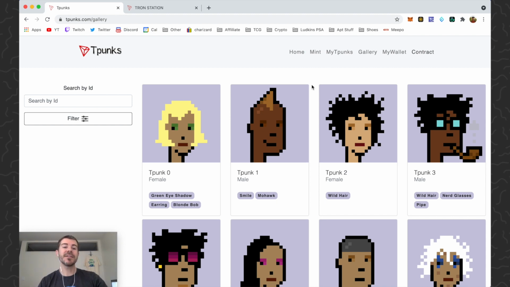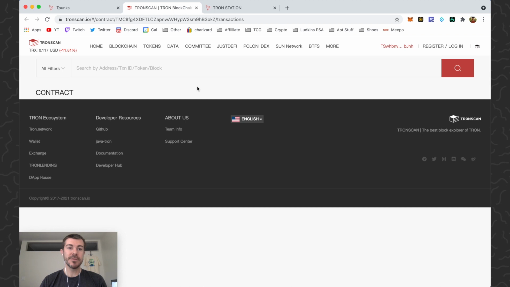Pretty much any transaction or any contract that you interact with, this could also be a swap or whatever, you just have to go to their contract. This is just one that I'm on right now because I looked through it recently, but you could do this for any swap or exchange or whatever. You want to go to their contract. So this is TronScan.